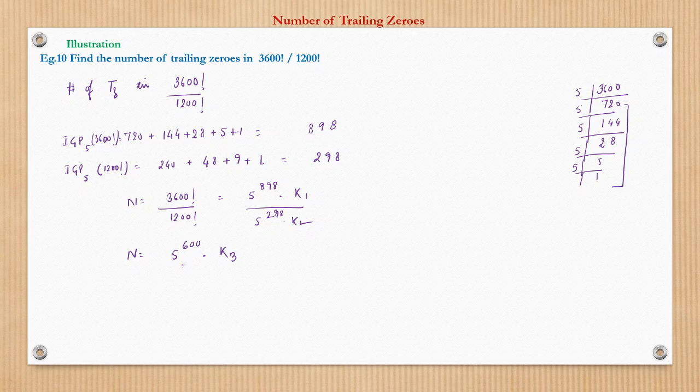So how many trailing zeros can we have? See, we have 600 powers of 5, and we will have many more 2s, because since 2 is smaller than 5, 2 will have many more powers than 5. So the number of trailing zeros is nothing but 600, right? This is the answer here.